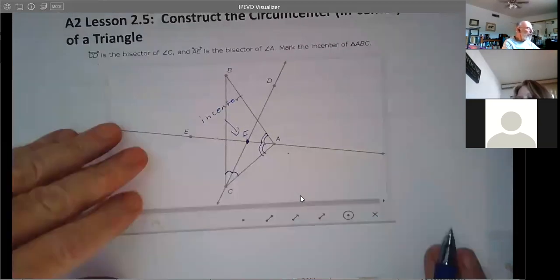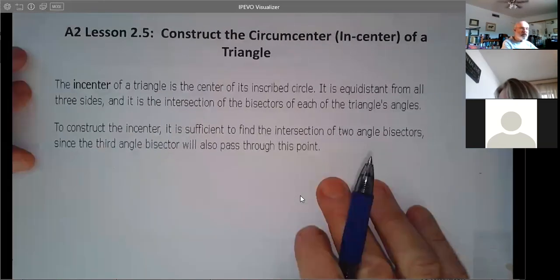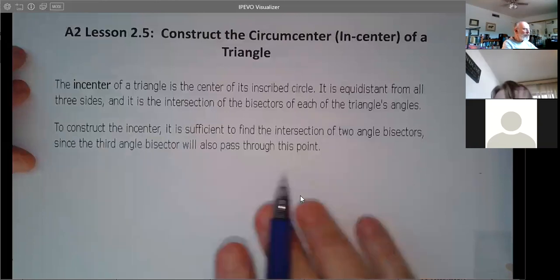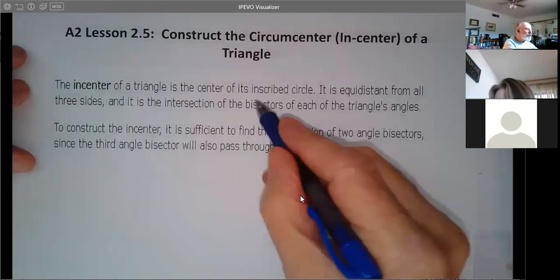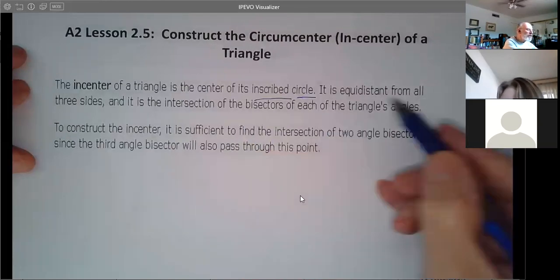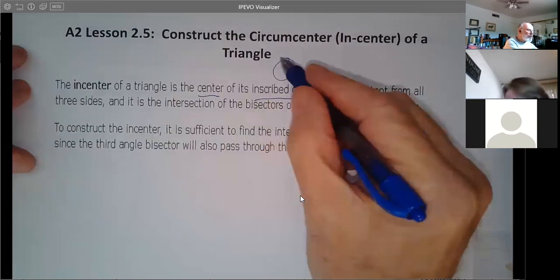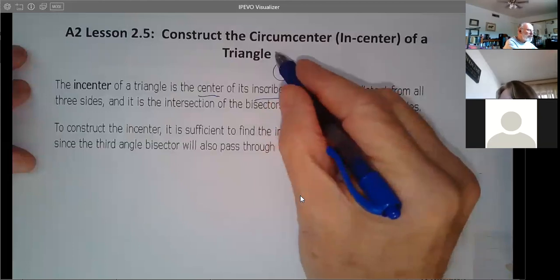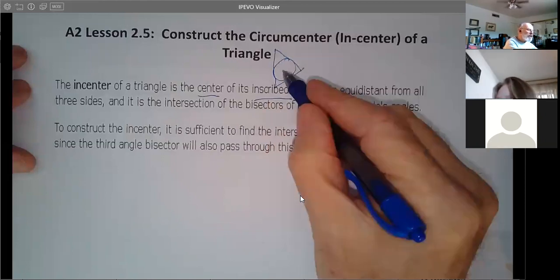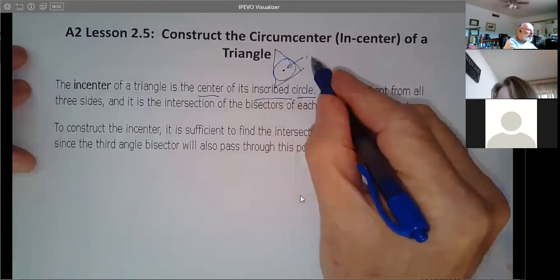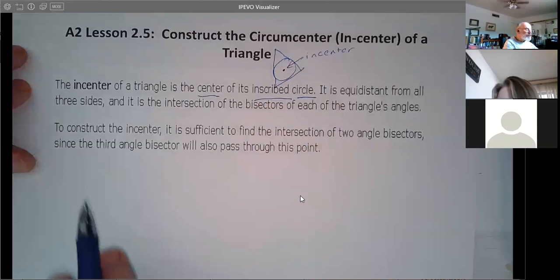Okay, so that takes us really through all of it. But again, this is the description. I wrote it again here: the incenter of a triangle is the center of its inscribed circle. Okay, the center of the inscribed circle. So if I have a triangle like this, that's the incenter, equidistant from all three sides.